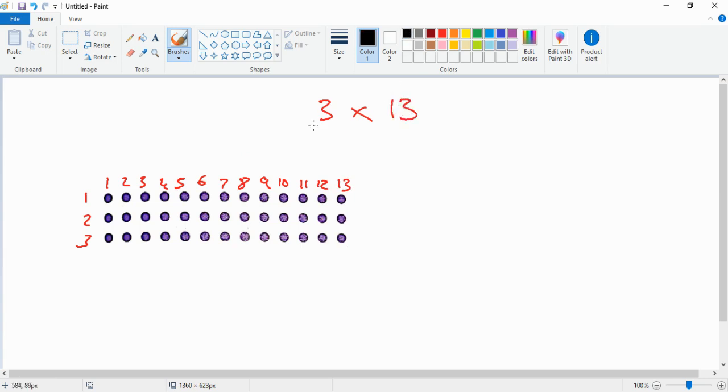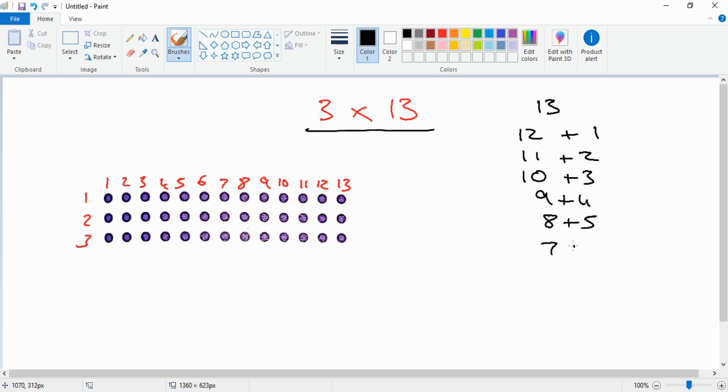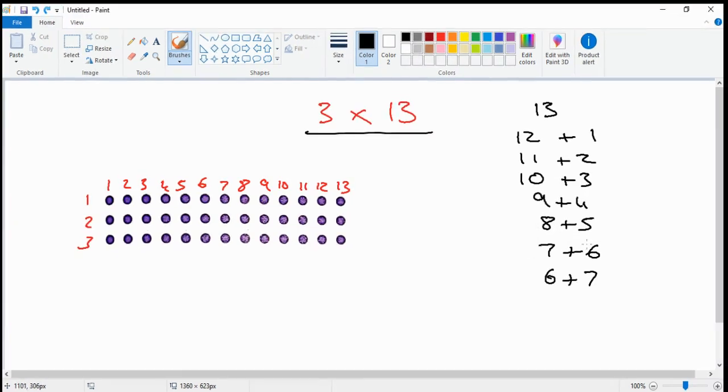And again, we're using the distributive property. We don't practice the 13 times tables, so we're going to break that up into times tables that we do practice. We start at the 12. Well, 12 plus 1 gives me 13. 11 plus 2 gives me 13. 10 plus 3. 9 plus 4. 8 plus 5. 7 plus 6. And then 6 plus 7 is just a swap of that, the commutative property.